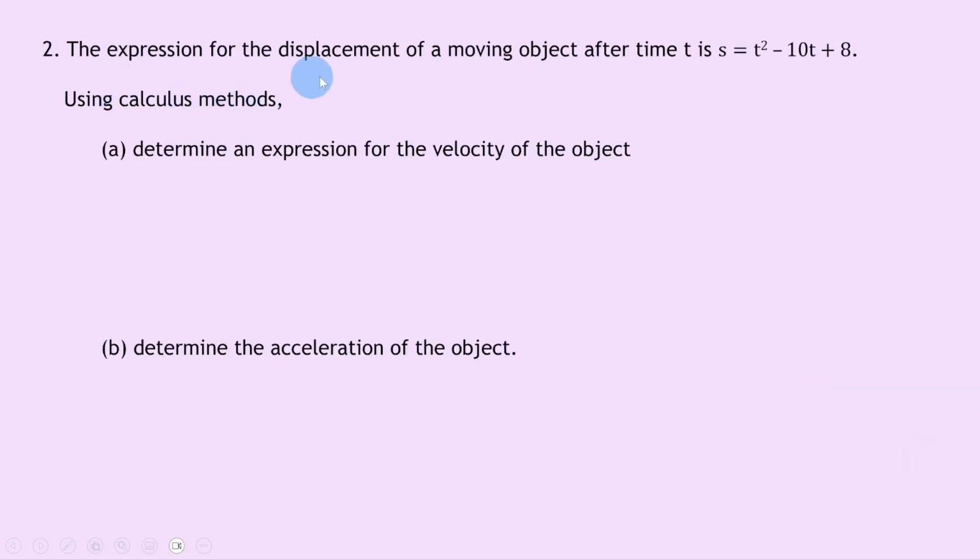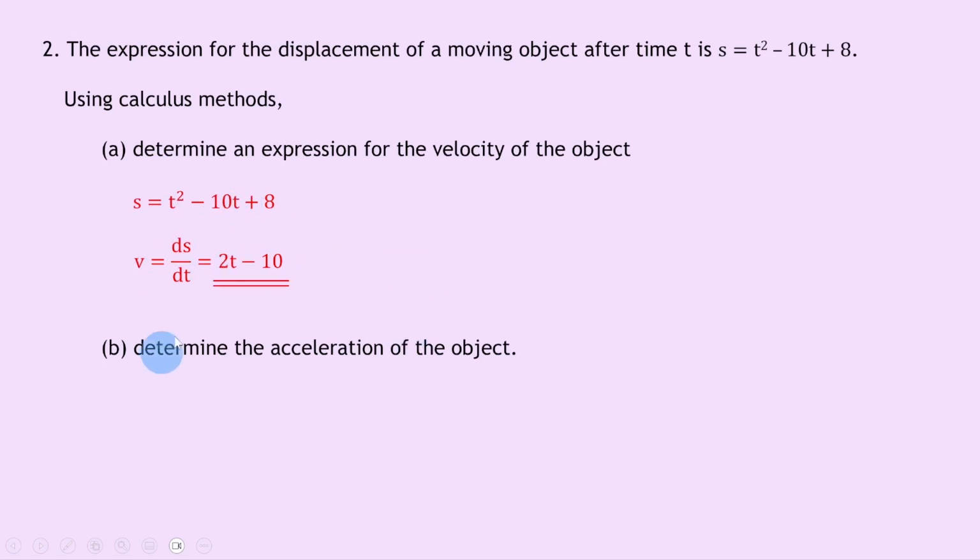Question 2 says the expression for the displacement of a moving object after time t is s equals t squared minus 10t plus 8. Using calculus methods, part A says determine an expression for the velocity of the object. Well, starting with the displacement expression, we have s equals t squared minus 10t plus 8. And remember, to find velocity from displacement, we have that v equals ds by dt, i.e. velocity equals the rate of change of displacement, and therefore differentiating this with respect to time, remember we bring the power down and multiply it by the number in front, so that becomes 2t minus 10.